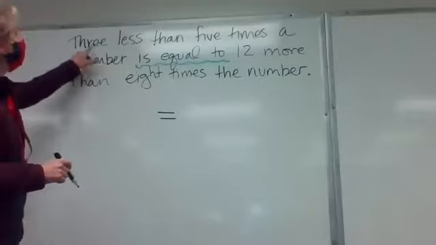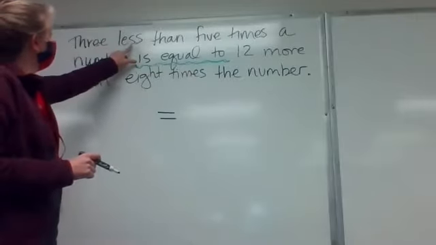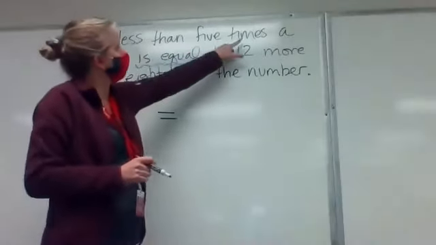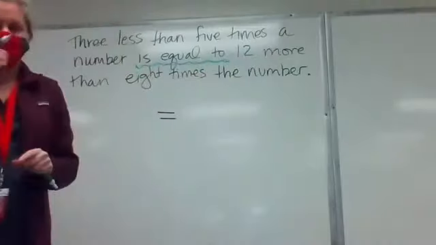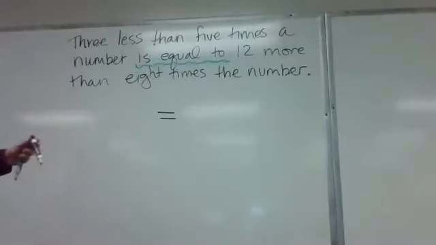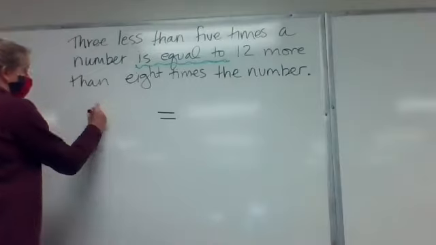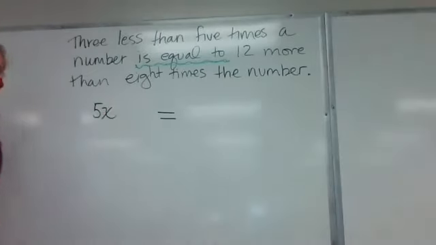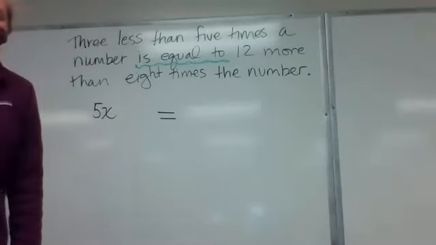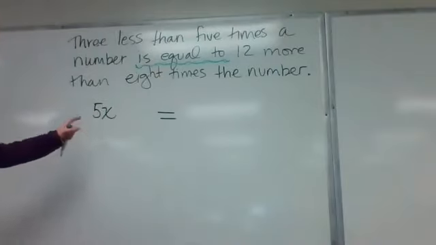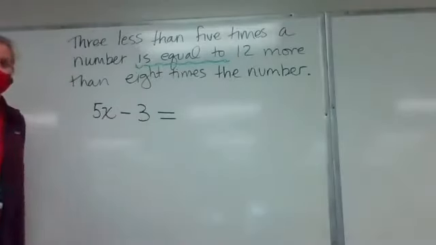So let's see. What's going on here? 3 less than 5 times a number. So how do I write 5 times a number? Let's go ahead and take care of that. There's my 5 times a number. If I am 3 less than this, 3 less than 5x, that minus 3 has to come behind it.